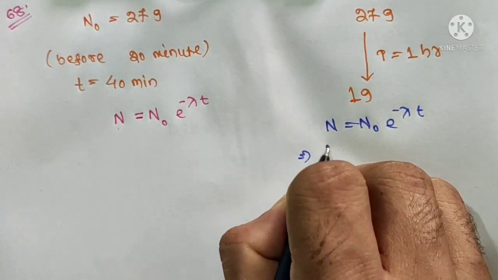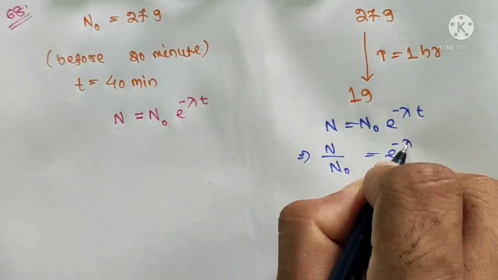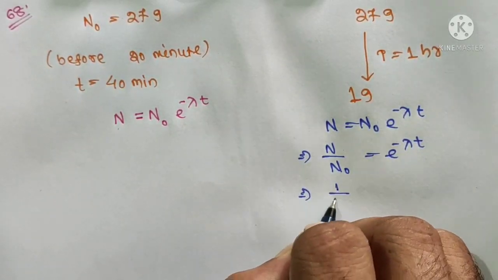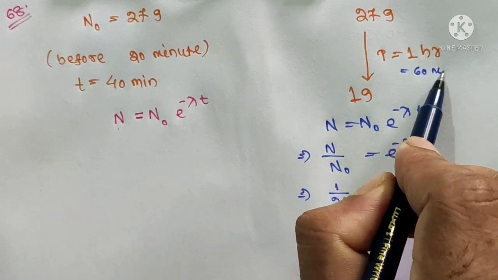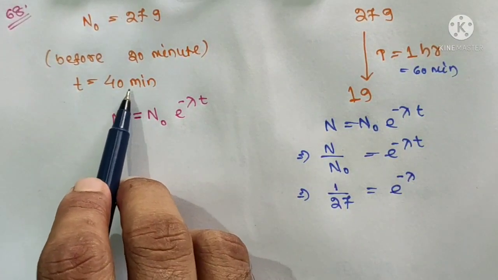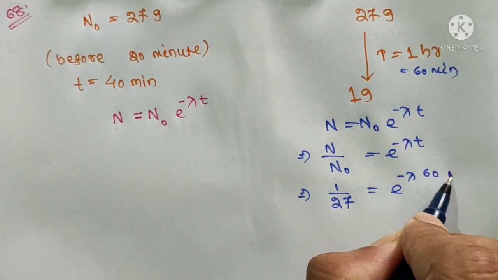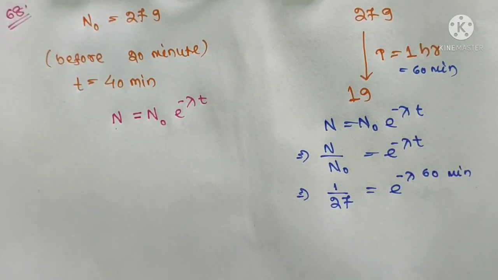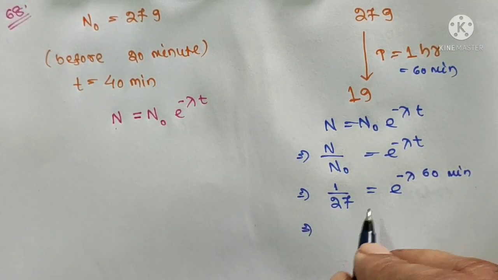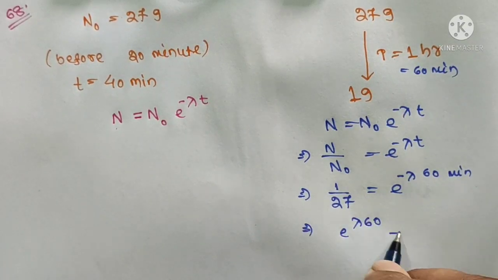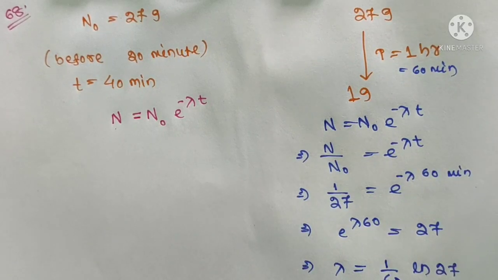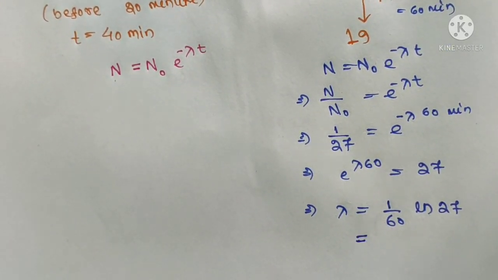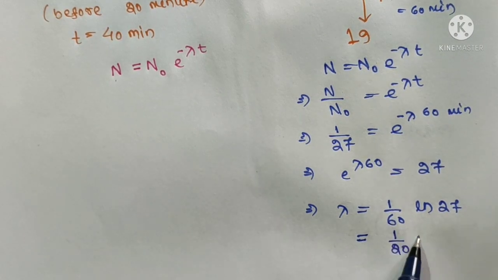So N equals N naught exponential minus lambda t, that is 1 by 27 equals exponential minus lambda. 1 hour is 60 minutes. We are converting to minutes because finally we have to calculate in minutes. So minus lambda 60 minutes, and this decay constant will have units of minute inverse. So from here exponential lambda 60 equals 27, and lambda equals 1 by 60 ln 27, or it is equal to 1 by 20 ln 3.